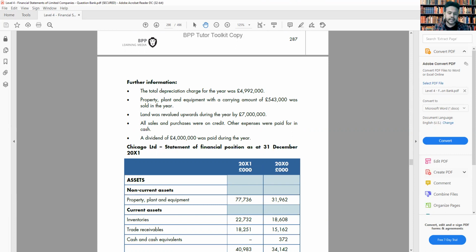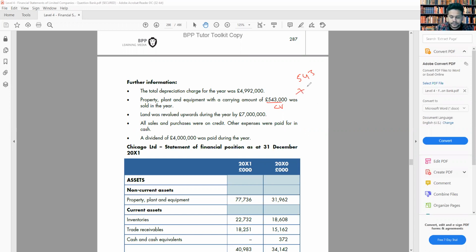This is a little bit tricky because if we sold any non-current asset, that means our non-current asset is going down. So we sold this one, the carrying value. Carrying value means the book value, isn't it? After the depreciation. So this is the carrying value sold, but we don't know how much we sold it for, but we can find it out. Because if 543 is my carrying value, and we can see we make a profit of how much?